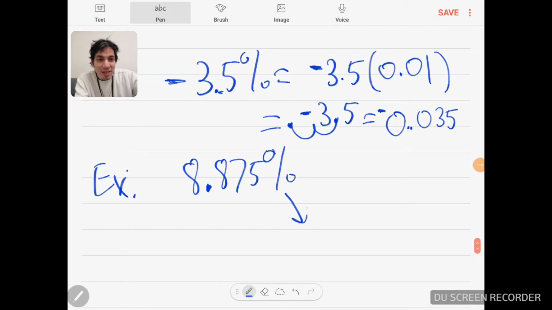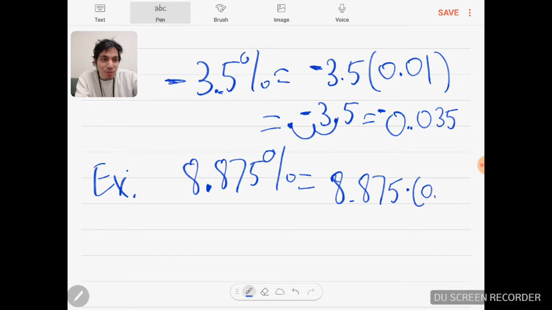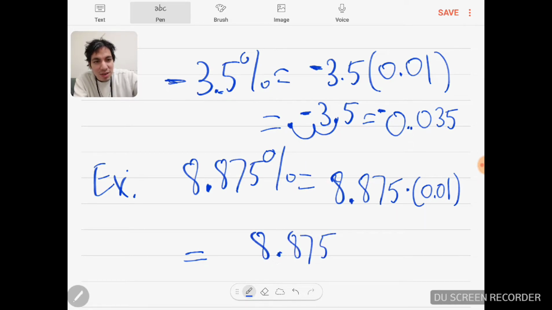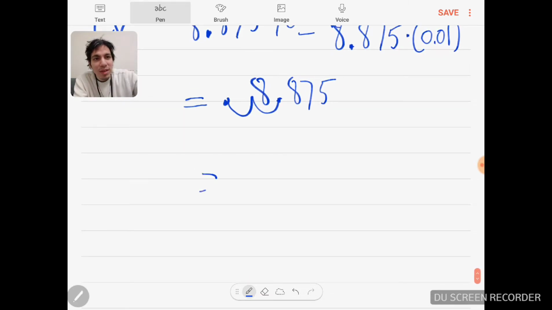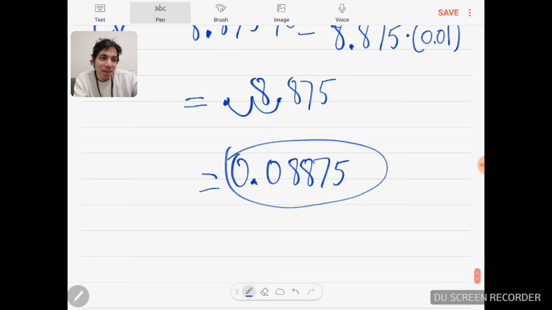Now as for 8.875, you do the same thing. You have 8.875 times 0.01. Moving the decimal point over 2 places, 1, 2, this would be 0.08875 as your final answer.